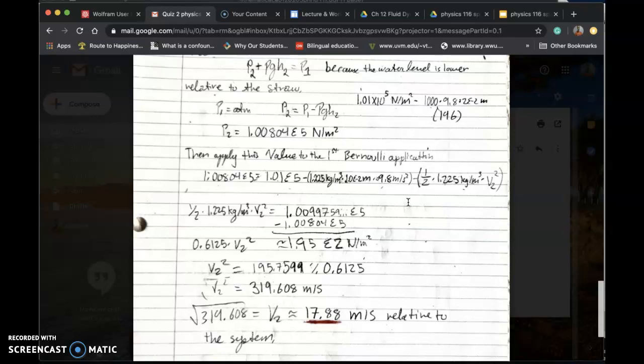And then we divide that by 0.6125, which gives us velocity 2 squared equal to 319.608 meters per second. Then we find the square root of that, and our final answer is 17.88 meters per second relative to the system, which is fair because we can actually blow pretty hard. It's just we don't think of it that hard because wind is hard to measure in anything.